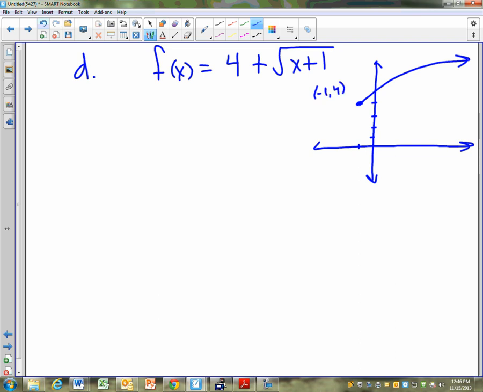Okay, so here's where you've got to do some deep thinking, this last problem. When I do inverses, what happens to the x values? They become the y values, and the y values become the x values. So if this one starts at -1, 4, what do you think its inverse starts at? I bet you're right. I bet it starts at 4, -1. Okay?